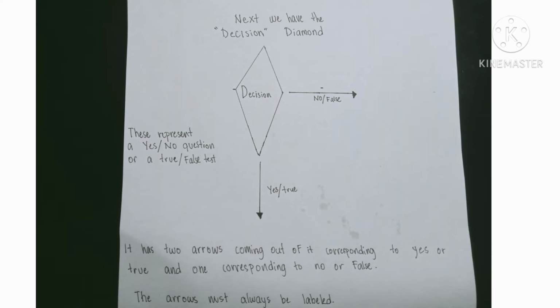Next, we have the decision diamond. This represents a yes or no question or a true or false. It has two arrows coming out of it, one corresponding to yes or true and one corresponding to no or false. The arrows must always be labeled.